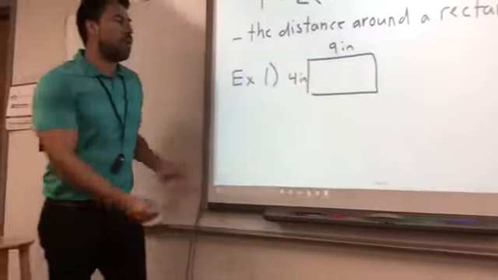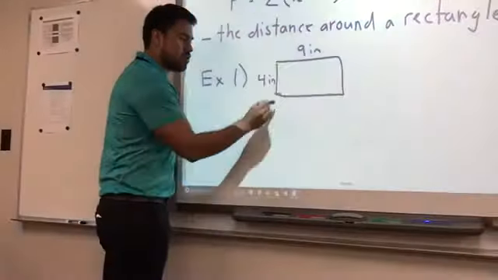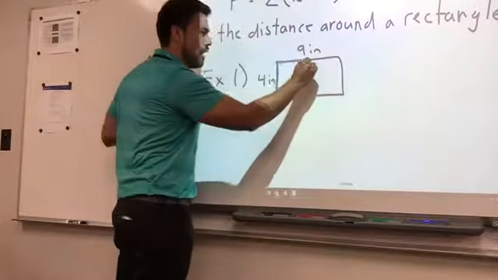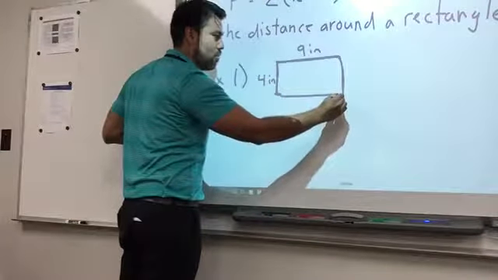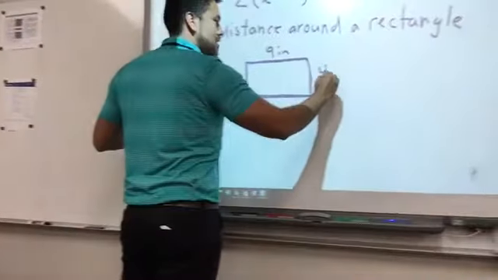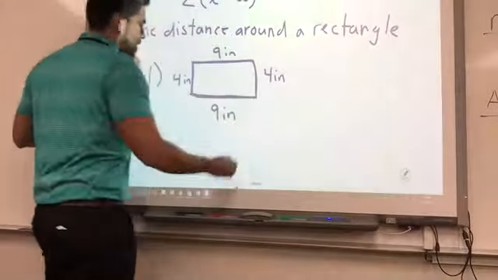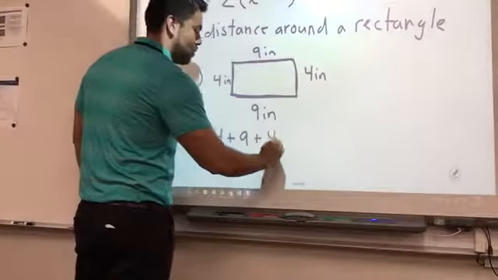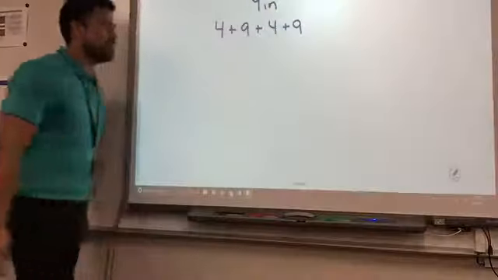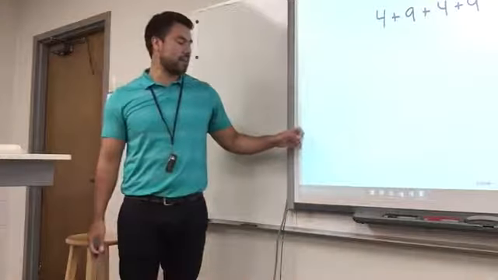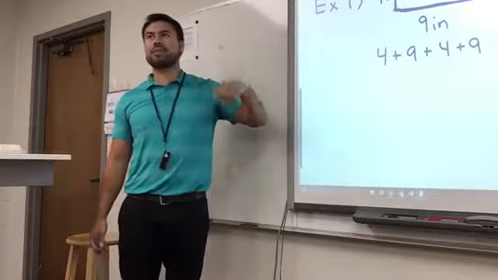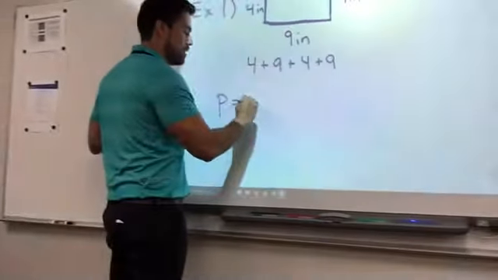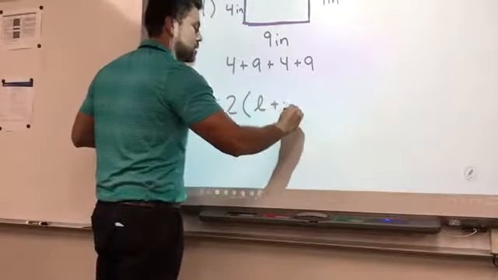Okay, so all you have to do, one way to do this, is you start at one point and you just work your way around. So you go here, 4, 9. What would this be? 4, 9. So I'm going to mark that just to make sure we all know what I just did there. So you can do 4 plus 9 plus 4 plus 9. But there's an easier way to work it out. So instead of adding 4 plus 9 plus 4 plus 9, you use that formula. P equals 2 times (L plus W).